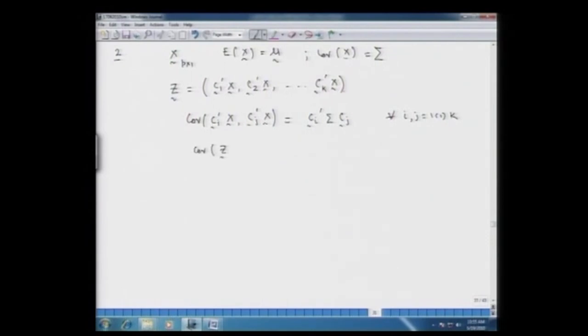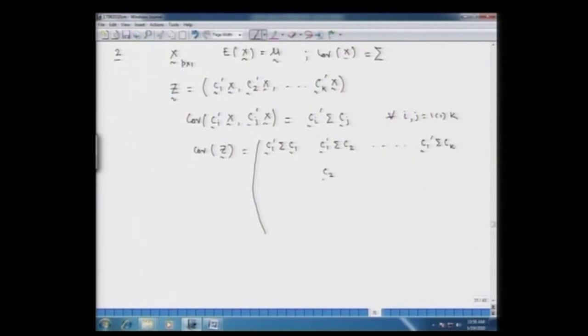So the covariance matrix of this z vector is going to be given by, this would be the covariance between c 1 prime x and itself, so that this is going to be c 1 prime sigma c 1, and this would be the covariance between c 1 prime x and c 2 prime x, so that would be given by c 1 prime sigma c 2, and the last entry would be the covariance between c 1 prime x and c k prime x, so that would be given by c 1 prime sigma c k.